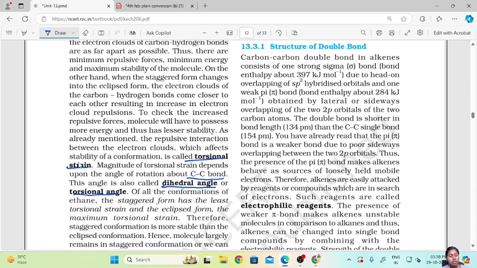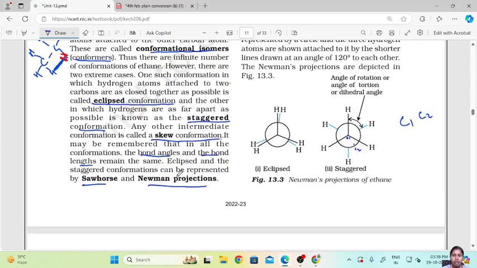Dihedral angle means you have a dihedral structure or a torsional angle. Here I have shown you what a dihedral is. See, this angle is called the angle of rotation, angle of torsion or dihedral angle.